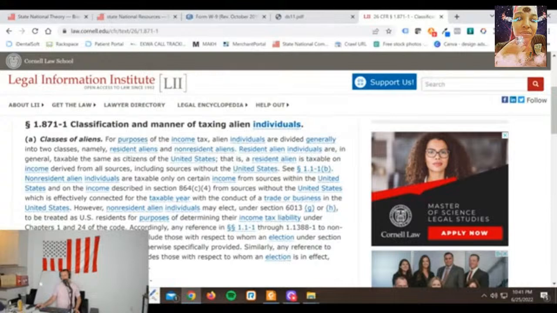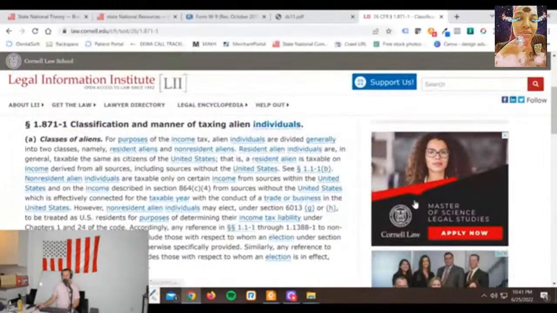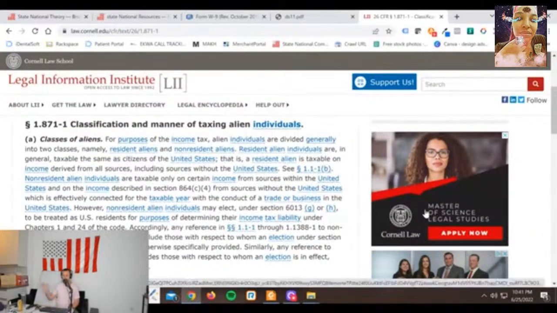We're gonna rewrite this whole thing. This is a giant mind fuck of a paragraph. And so this is the main area you need to know in order to understand the revocation of election. For purposes of the income tax, alien individuals, let me make sure you're with me here. Okay, good. Alien individuals are divided generally into two classes, namely resident aliens and non-resident aliens. But you already know what that means.